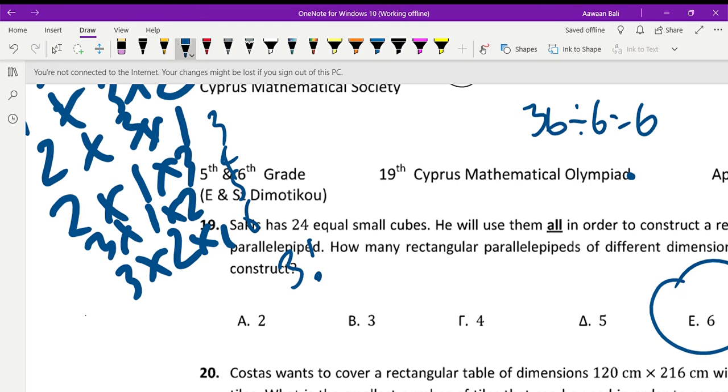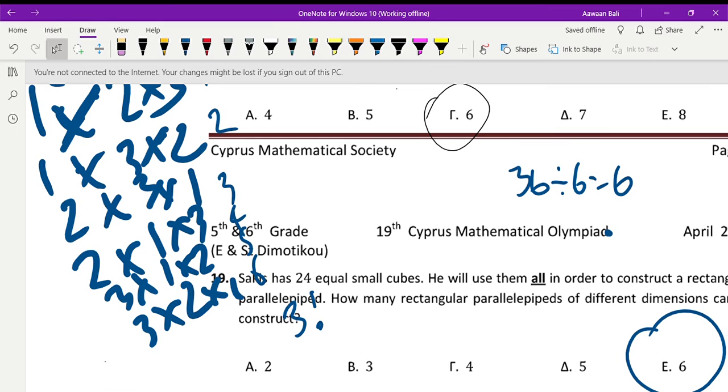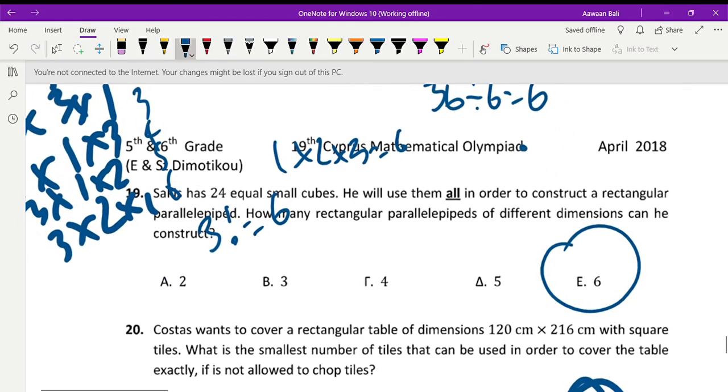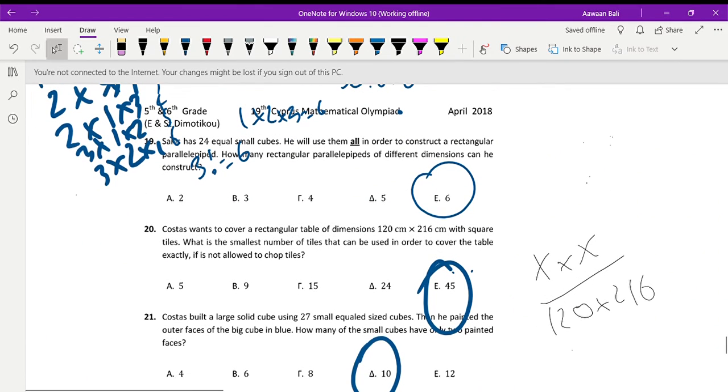And remember factorials, when the number of dimensions here is 3. And 3 factorial is 6, since 1 times 2 times 3 is 6, which means there's 6 ways for this parallelepiped to be constructed, and therefore the answer is 6. Easy, right? Now question number 20, which is actually easier than you think.